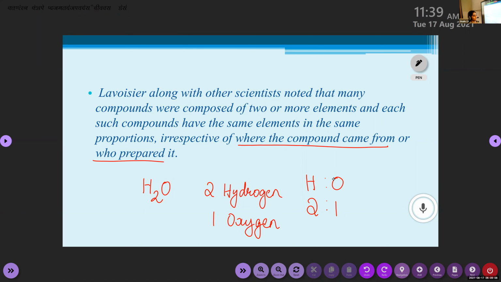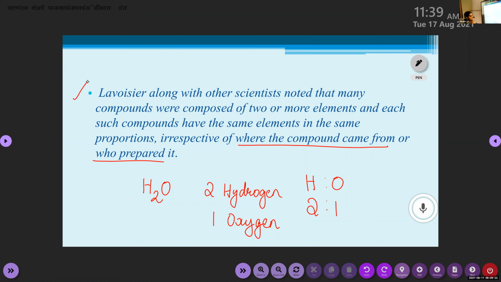If we take some water from India or from any other country, always the ratio between this hydrogen and oxygen is 2:1. Okay, so these discoveries or experiments later led to the discovery of the second law, law of constant proportion or law of definite proportion. So you can note these points also.